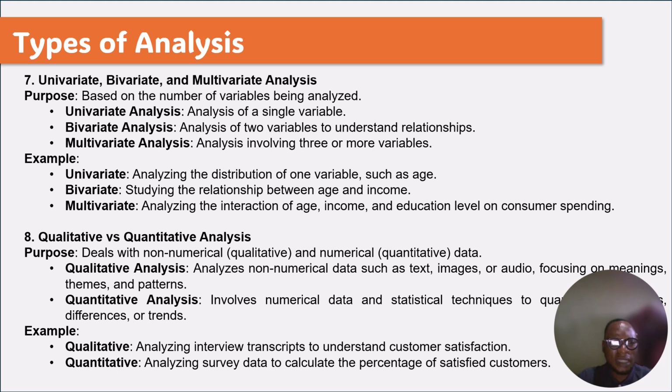For univariate analysis, when you're analyzing something on age, the age of one person. Then bivariate is when you are considering age and income, or age and gender. Multivariate analysis is when you have three variables, such as age, income, and educational level of some consumers, or income, age, and gender of some consumers. That's that.